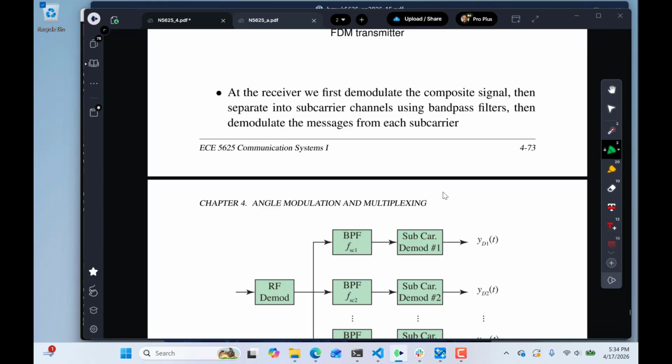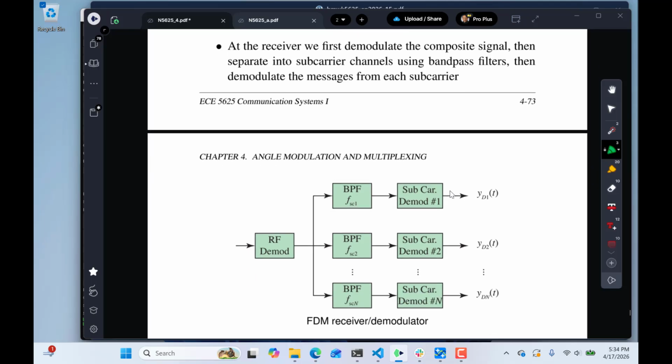The receiver demodulates the composite signal, and then we separate it into subcarriers using bandpass filters, and we end up with this block diagram. So we have some sort of demodulation for whatever the RF modulation was, and then we will separate out the individual signals so they don't interfere with the subcarrier demodulators. And the term is subcarrier because that's a carrier within a carrier. So the subcarriers are carried by the outer carrier. So we demodulate the individual signals off of their respective subcarriers.